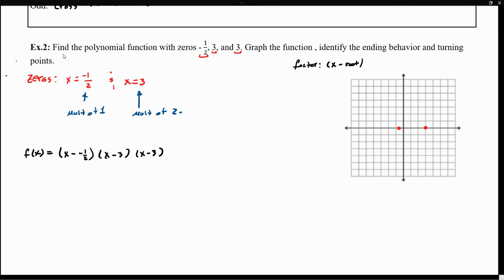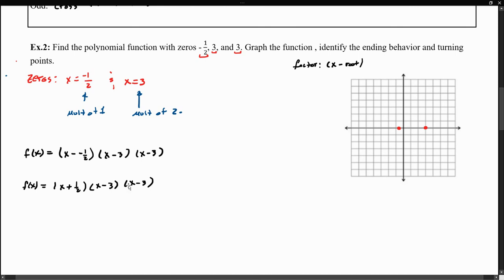So now let's just rewrite this. So we got f of x equals x plus 1/2 times x minus 3 times x minus 3. And let's just expand this. If we're able to expand this expression, and we just take a look at the leading term, then we can use the leading coefficient test to define the end behaviors.